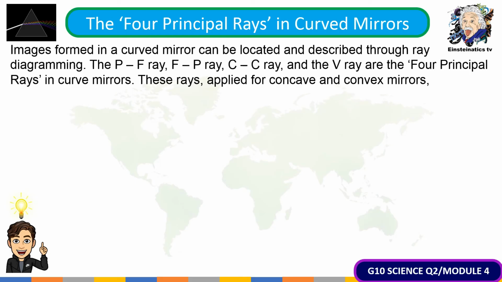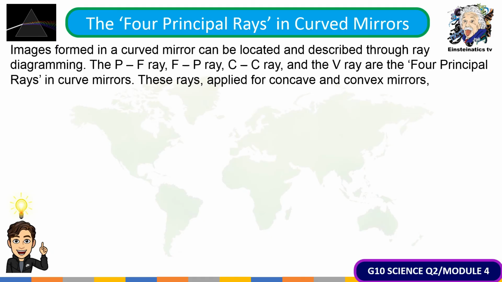Now that we already know the qualitative characteristics of images formed by spherical mirrors through the use of the acronym L.O.S.T, which stands for, ano nga yung L? Stands for location, O is for orientation, S for size, and of course, letter T, whether the type of image, whether it is virtual or real. Now, this time, let us try to draw a ray diagram for spherical mirrors.